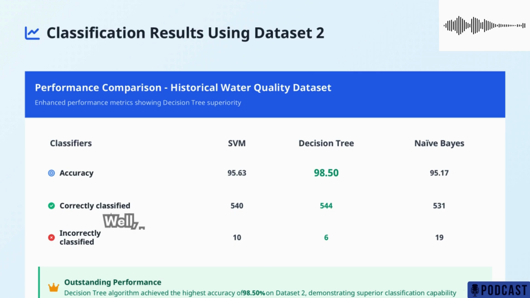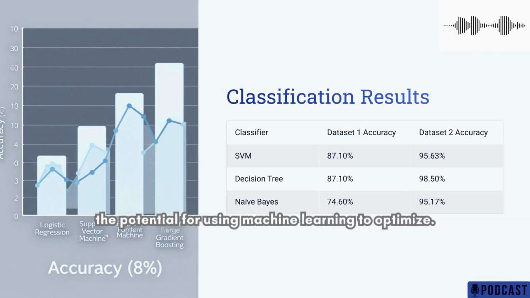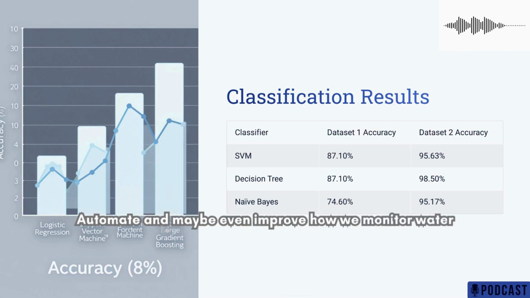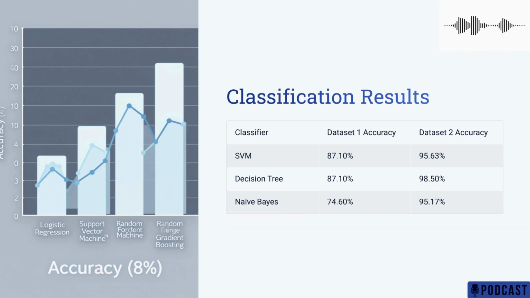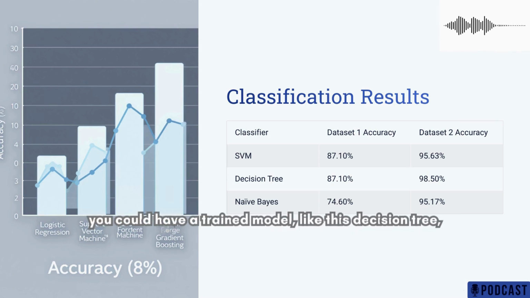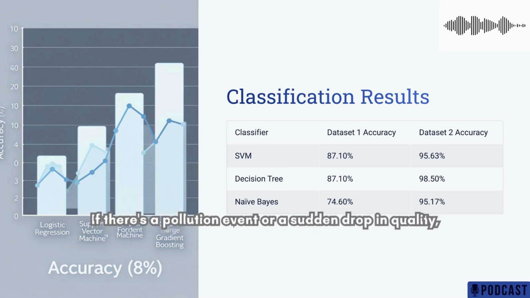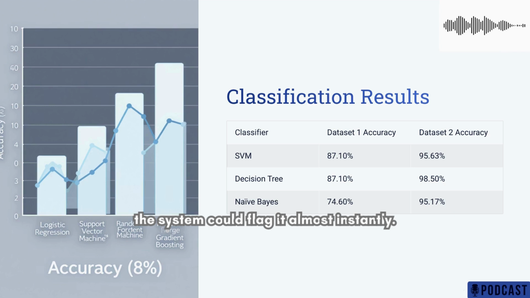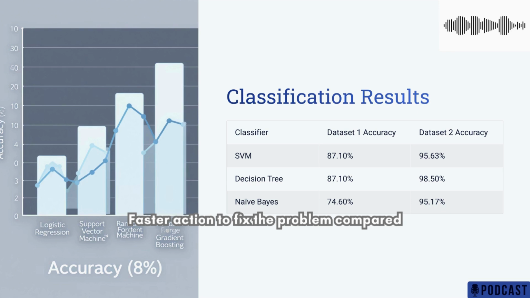What's the bigger picture? Well, I think it really highlights the potential, right? The potential for using machine learning to automate and maybe even improve how we monitor water quality. Imagine you have sensors out there constantly collecting data on pH, BOD, DO, EC. Instead of waiting for someone to manually collect samples, run tests, analyze, you could have a trained model, like this decision tree, giving you a near real-time classification. So faster alerts if something goes wrong. Potentially, yes. If there's a pollution event or a sudden drop in quality, the system could flag it almost instantly. That could lead to much faster responses, faster action to fix the problem compared to traditional methods.